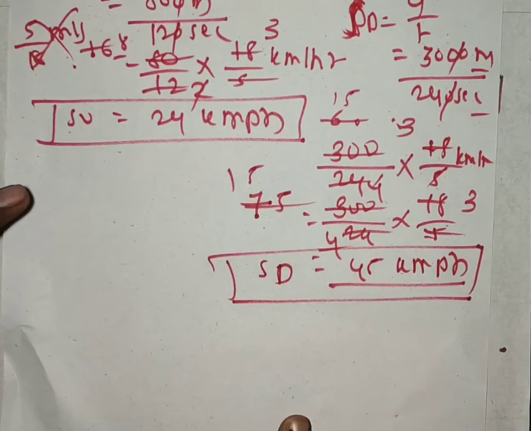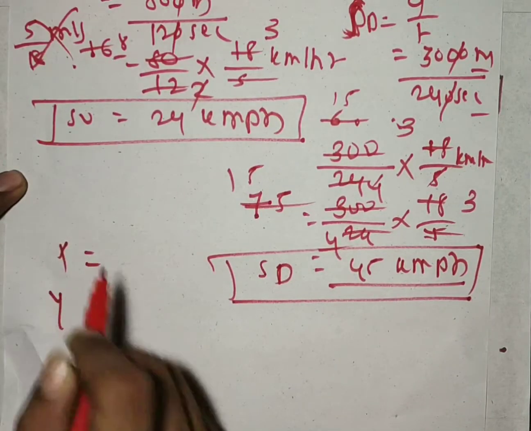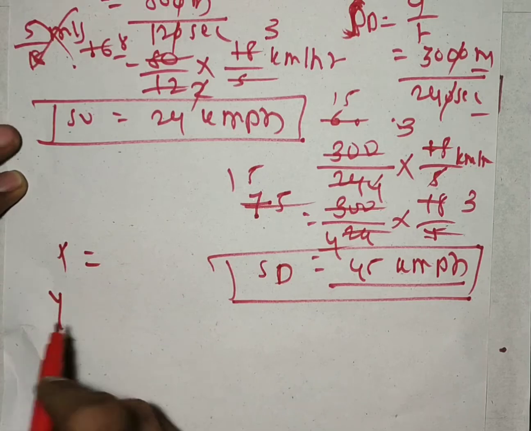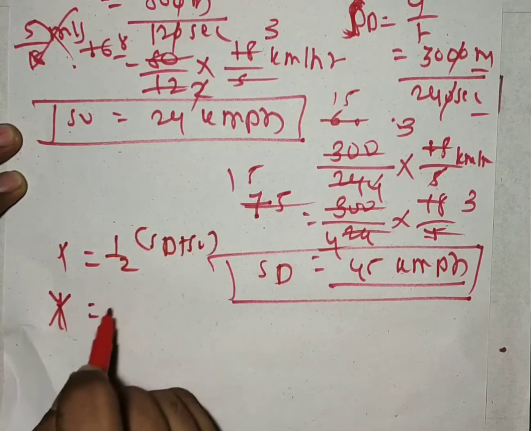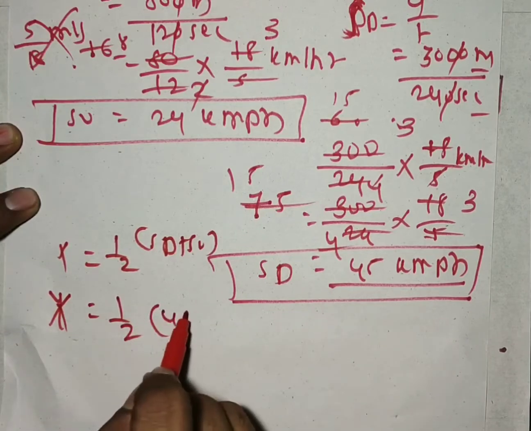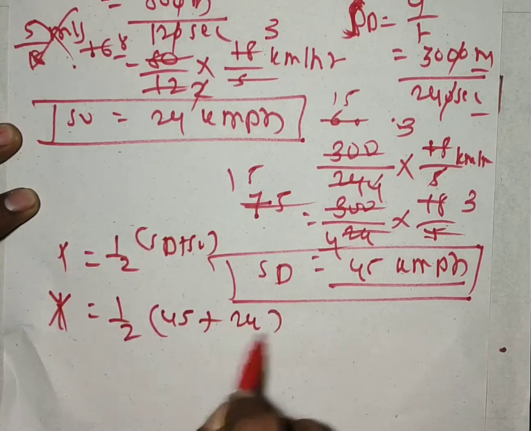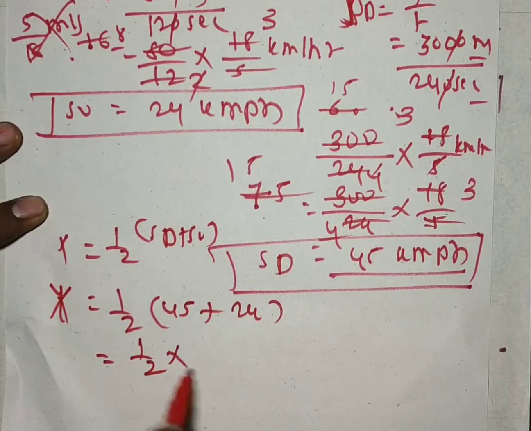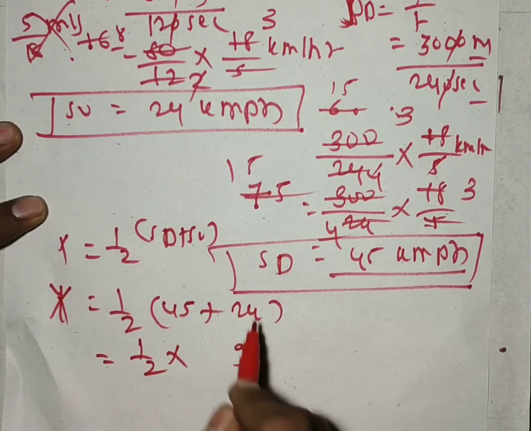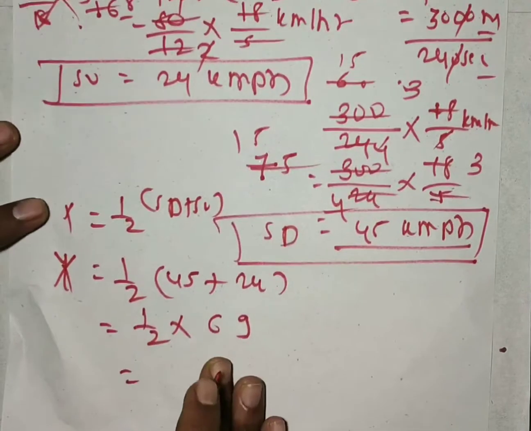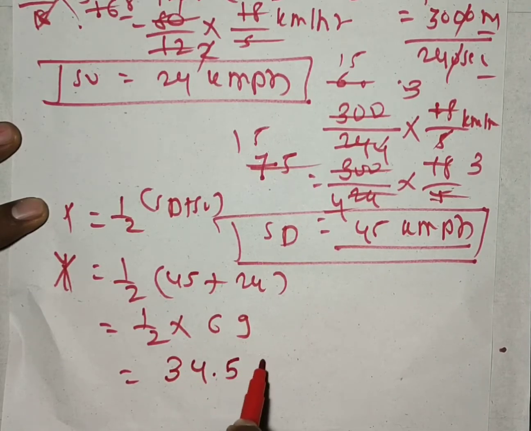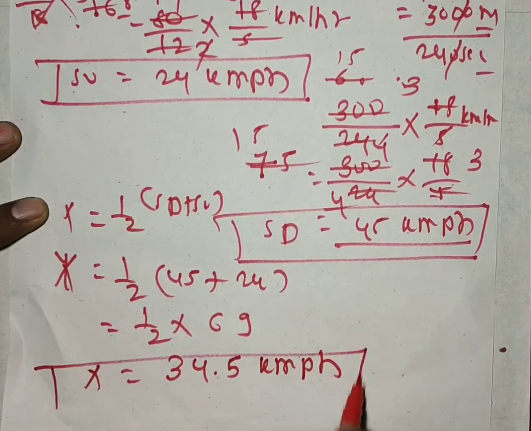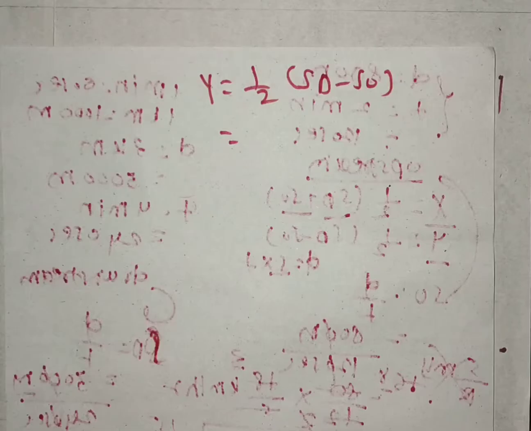But what we have to calculate here is x and y, meaning the speed of the boat in still water and the velocity of the water. So x is equal to 1 upon 2 of (SD plus SU). Again, 1 upon 2 of (45 plus 24). So it becomes 1 upon 2 into 69, which gives 34.5 kilometer per hour. This is the speed of the boat in still water.